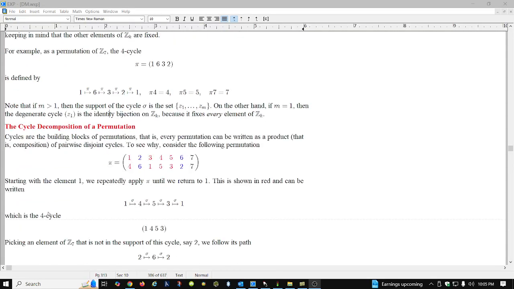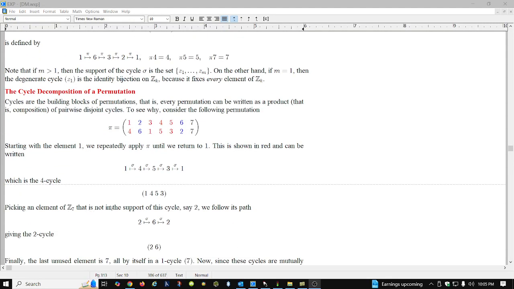Cycles are, in fact, the building blocks of permutations. And by that, I mean that every permutation can be written as a product, and by product I mean composition, of pairwise disjoint cycles. Pairwise disjoint means the supports are disjoint. So let's look at an example that should clarify.